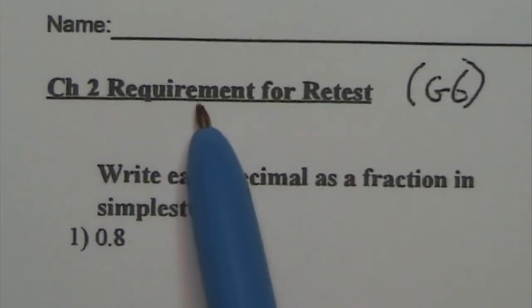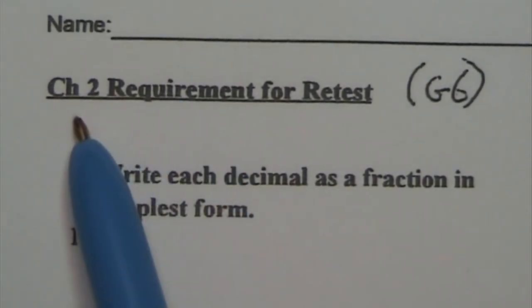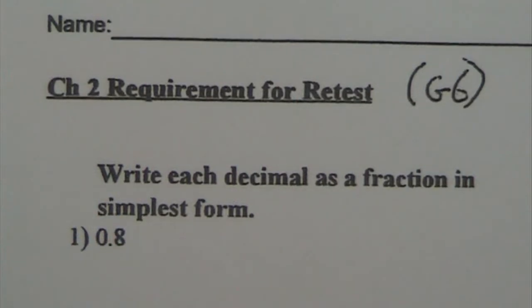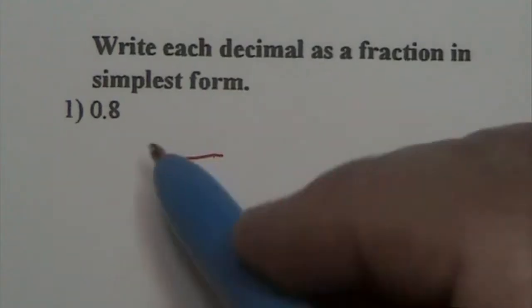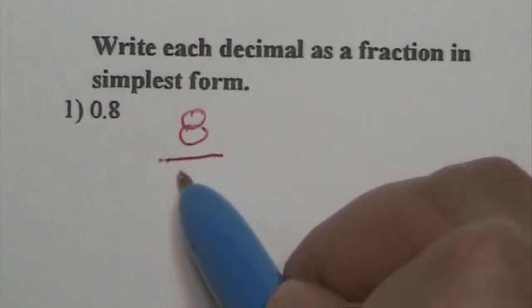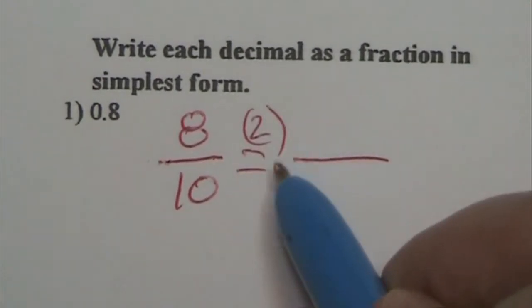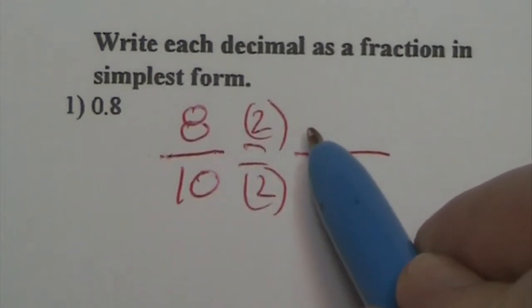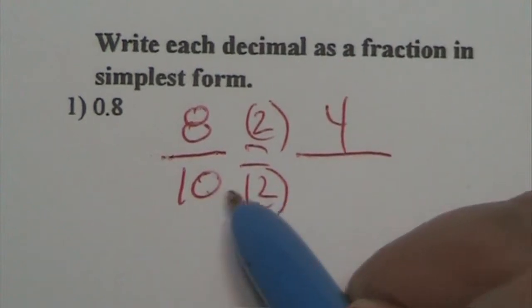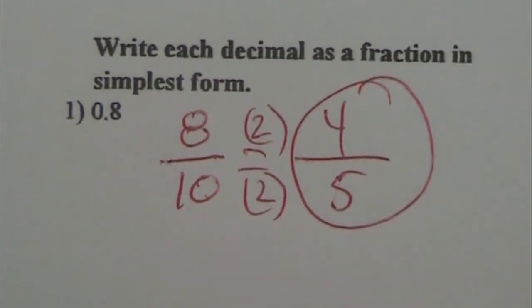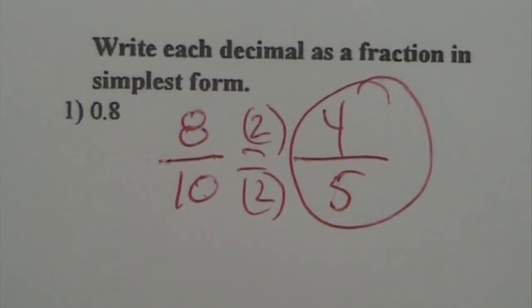Okay, so this is the requirement if you want to retake Chapter 2 test. So 0.8, that's the same thing as 8/10. And if you reduce that, 2 will go into both of those. 2 goes in there 4, and 2 goes into 10, 5. 4/5.